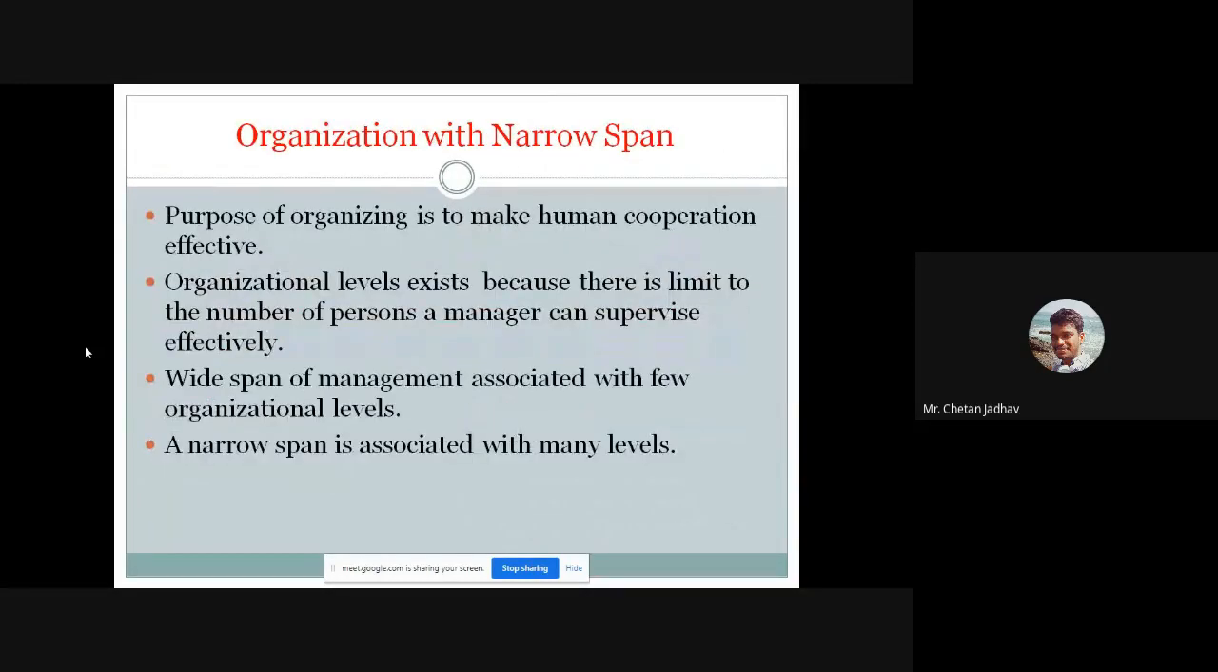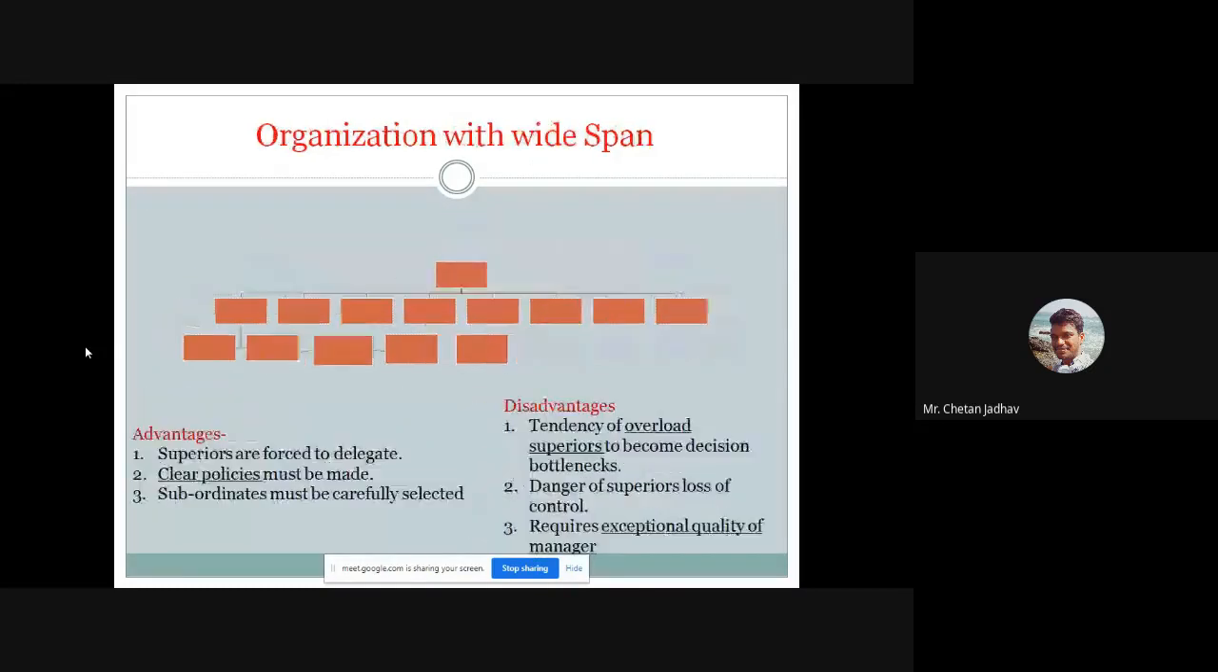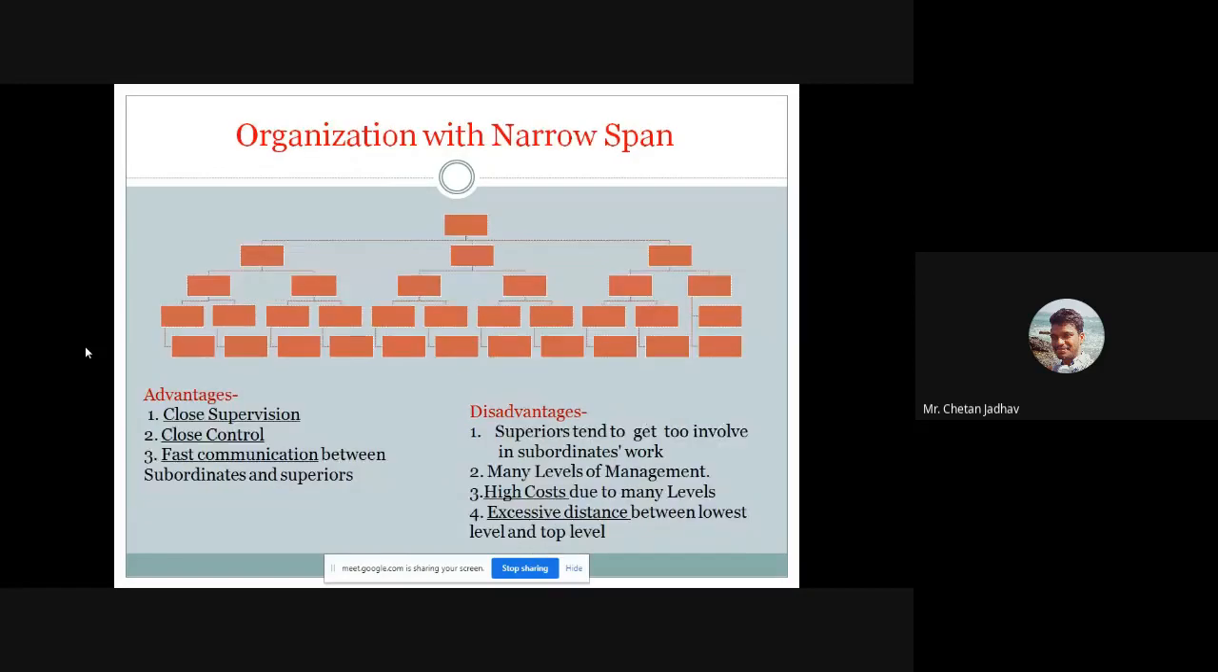So we have seen the organization with a narrow span, and second the organization with a wide span. An organization with a narrow span is well structured with different levels. It consists of different levels. Levels means a top level manager, after that some subordinates, after that superiors, then group leaders, team leaders, and then employees.